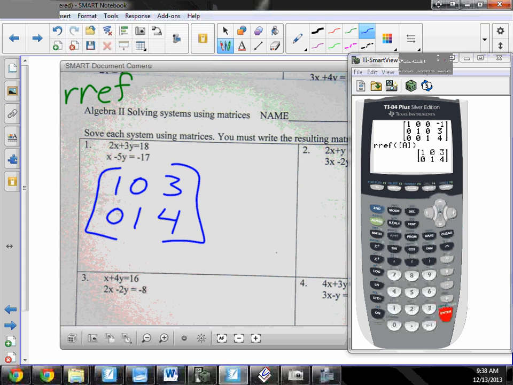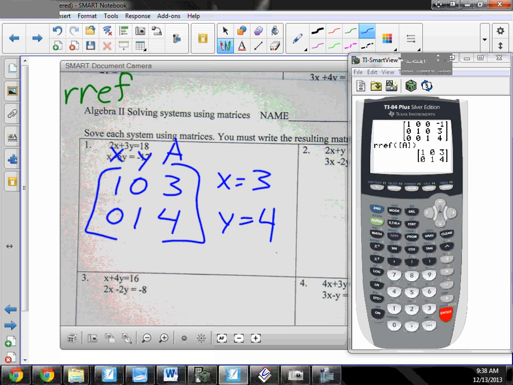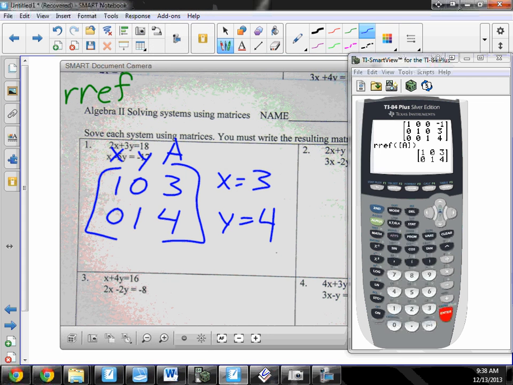And now to interpret the matrix, the first column is the x column, and then the y column, and then the answer column. So the top row is telling me 1x plus 0y equals 3, or x equals 3. For the second one, y equals 4, and I'm done. So these 2 lines intersect at 3, 4. Okay? All right.